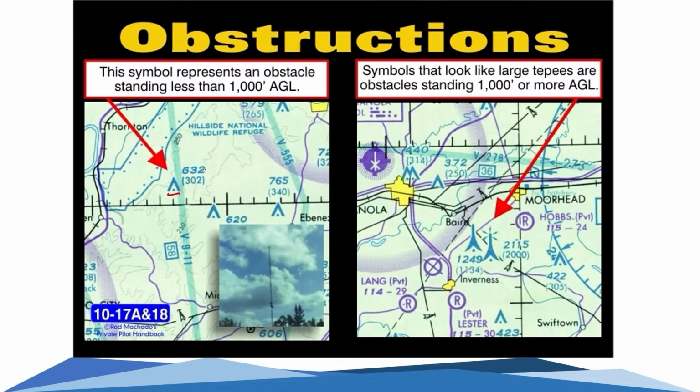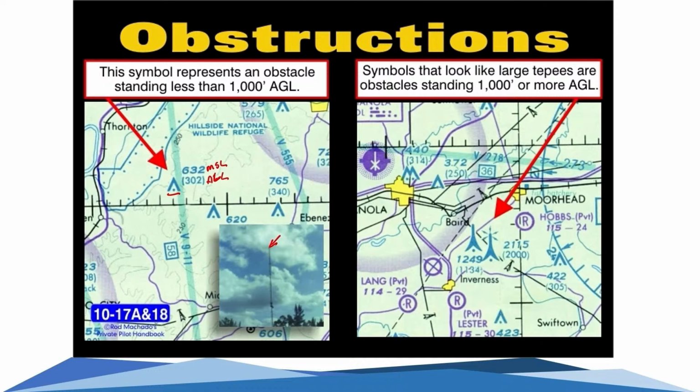You have two different values next to it. The first one is your MSL value, so it's 632 feet MSL. Assuming you had a current altimeter setting, as long as you were flying higher than 632 feet, you would miss it. The second one is your AGL value, your above ground level, which tells you how tall this obstacle is. If you were at the very tippy top of this radio tower and you jumped off, you would fall 302 feet to the ground.